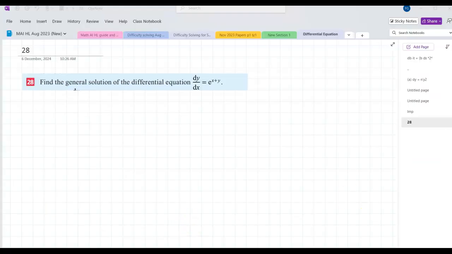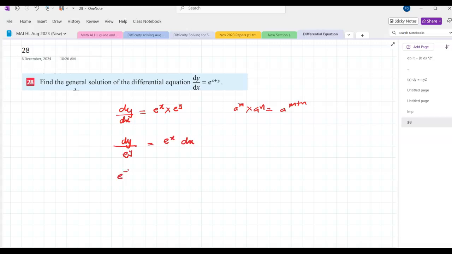Now, in this case, what you have to do, again, is variable separable form. So we'll use the law of indices, and we can write dy by dx. This will be e raised to x into e raised to y, correct? Because of the law of indices, a raised to m into a raised to n is a raised to m plus n. So now dy upon e raised to y is e raised to x dx. So e raised to minus y dy is equal to e raised to x dx.